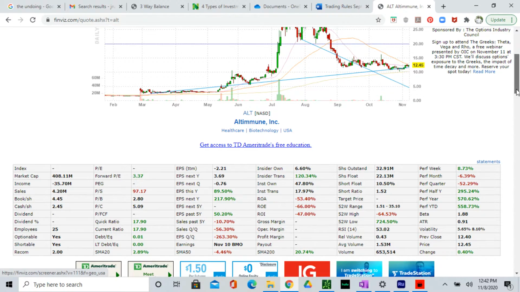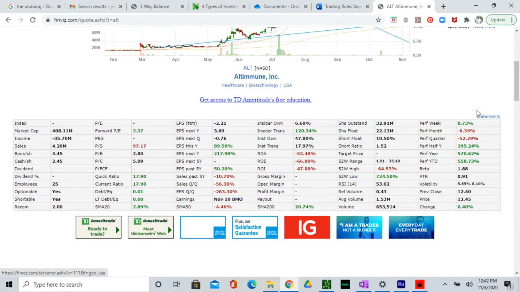We should know how it has performed recently, right? This is something that I tend to look at. How has it been performing in the past week? Well, up 8%. The past month it was down 6%. For the quarter down 52%, but for the half year it's been up 295%, right? And for the whole year 570%. So it's actually a high percentage gainer over the year, right? Even though this past week it went up, something is going on in there and we're trying to figure out what's going on. We see that there are insider transactions in the past 6 months of 120%.